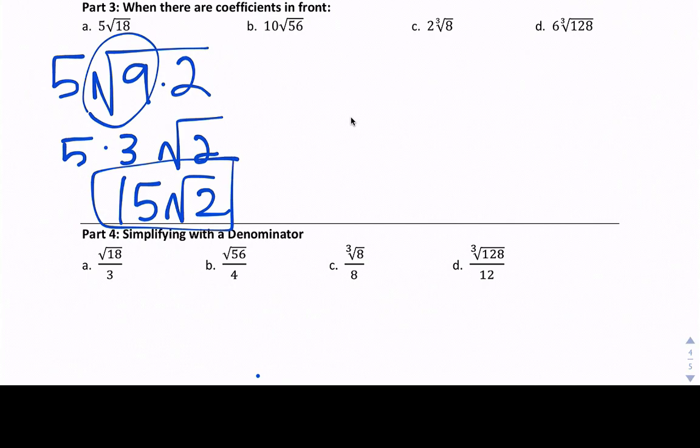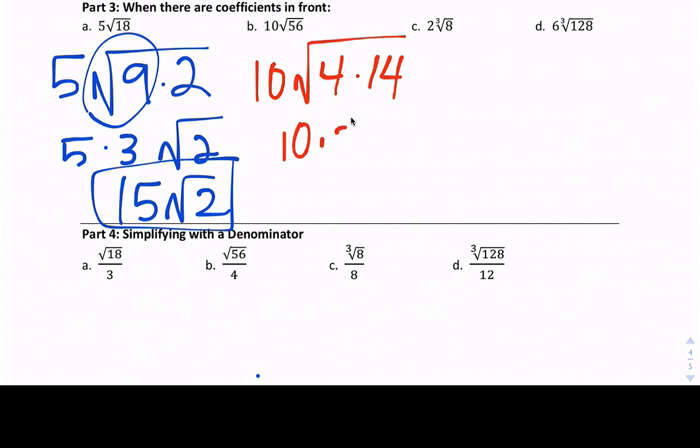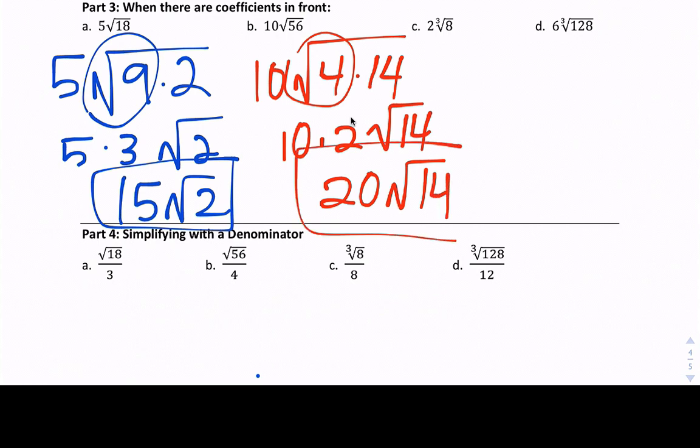Let's try the next one. Again, I'll leave that 10 alone for now. What's the biggest square number you can divide 56 by? That would be, I think 4 is the biggest. So 4 times 14. So I can rewrite that as 10 times 2, because the square root of 4 is 2, square root of 14. And so my answer would be 20 square root of 14. So if there's that number in front, you can multiply it to whatever you pull out.